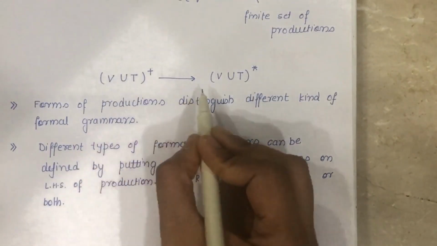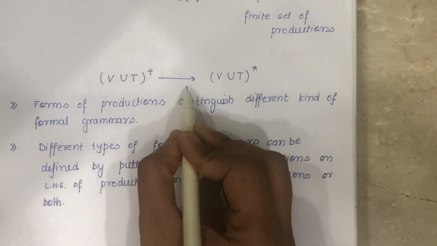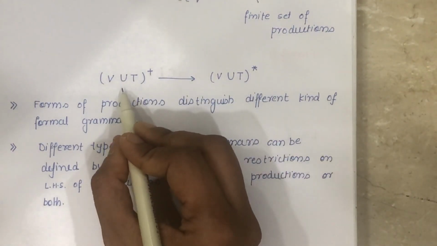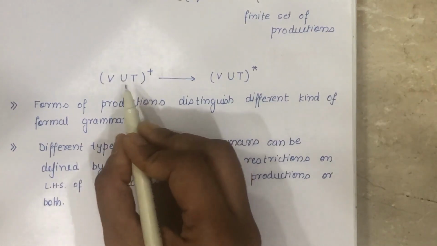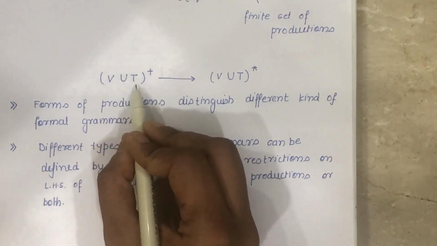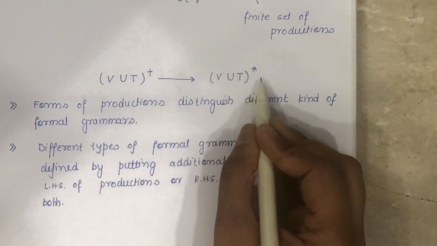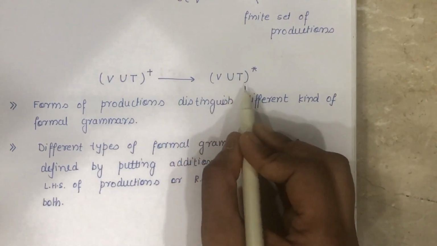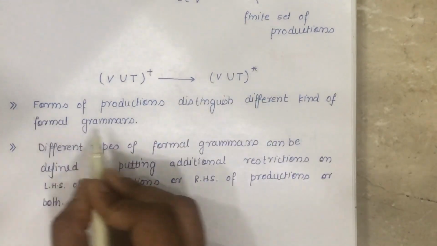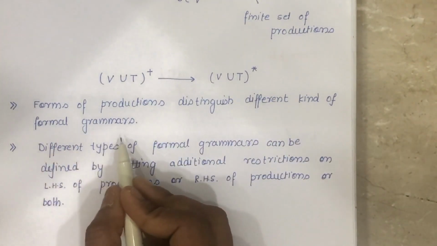The form of a production looks like this. Here there will be an arrow. On the left hand side of the arrow there can be one or more instances of non-terminals or terminals, and on the right hand side there can be zero or more instances of non-terminals or terminals. So the form of production distinguishes different kinds of formal grammars.